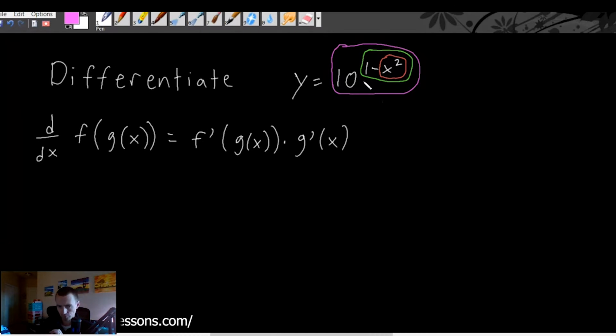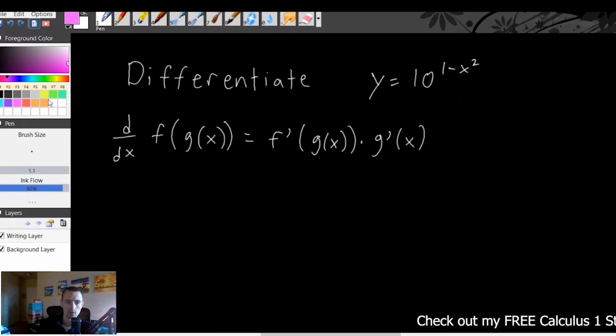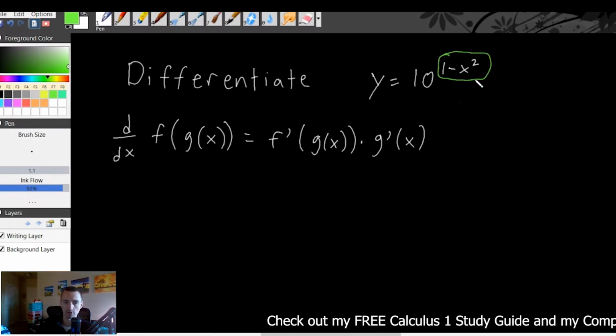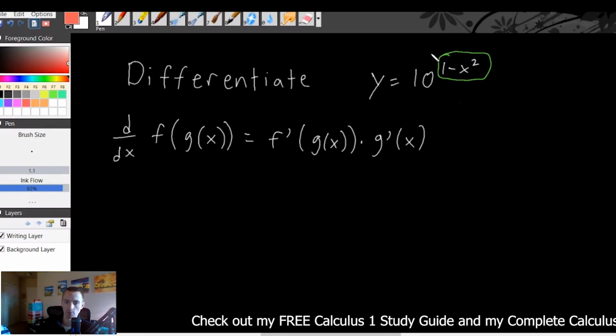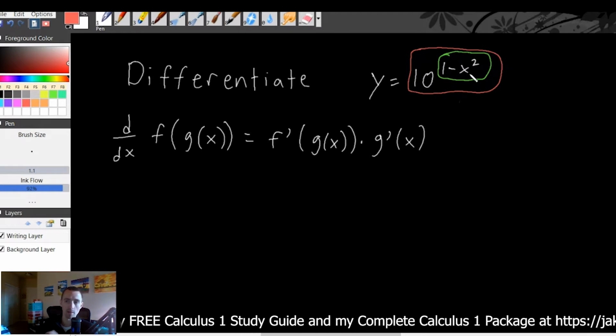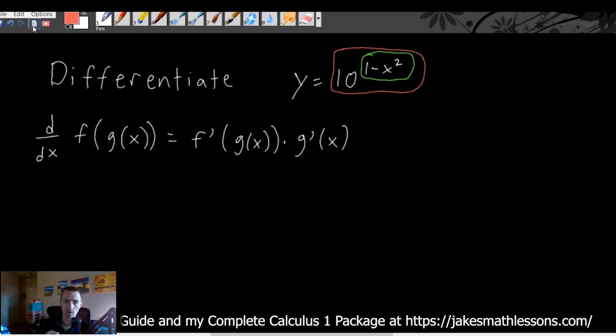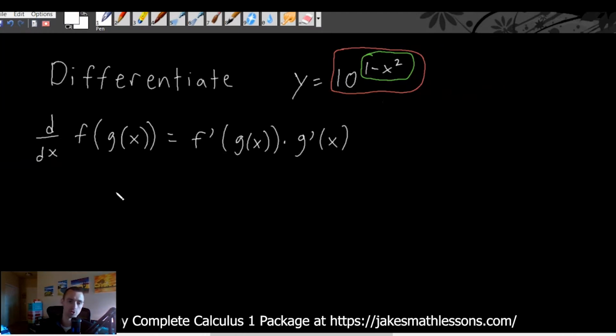However, what we can do is treat what we have in this second circle here, this green circle, as our inside function. So let's not worry about the part that has the x squared. Let's just think about the whole power. If we treat this whole power as our inside function, then, like I said, we could treat the rest, or basically the fact that we have 10 raised up to that power, as our outside function. So let's go ahead and think about how that would apply to the chain rule.